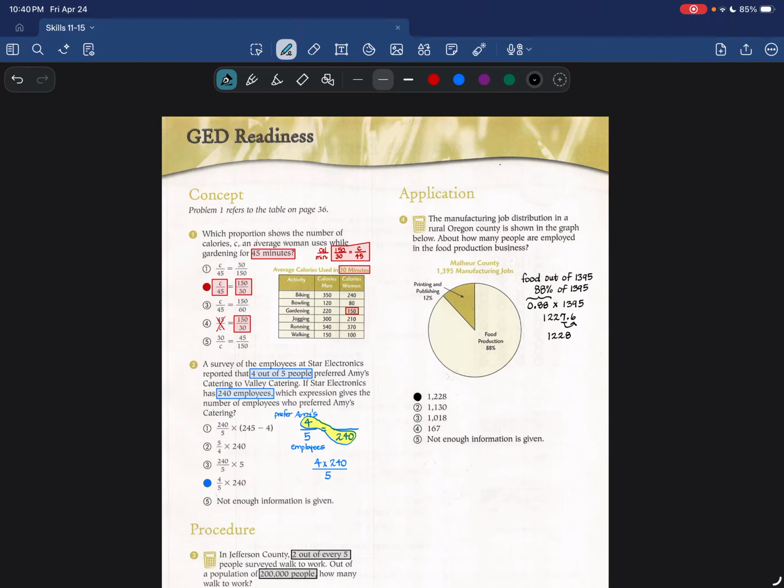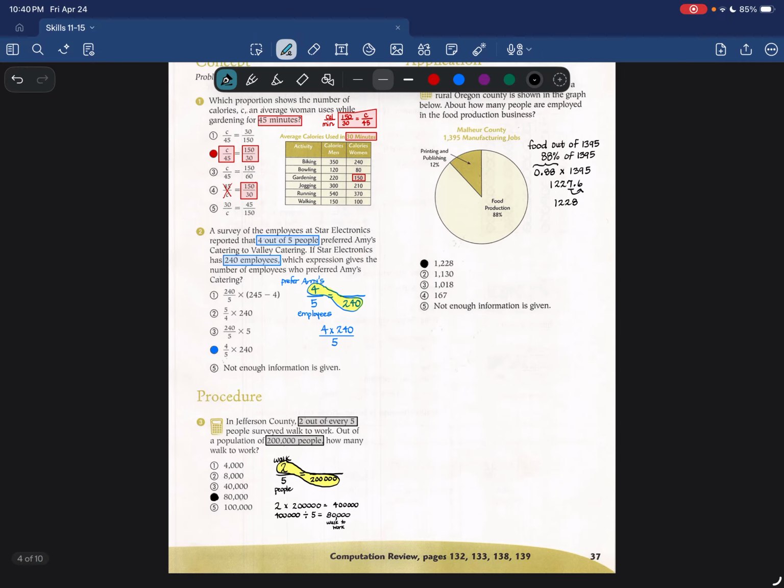And we have finished this page. I would encourage you to do the computation review on pages 133, 132, 138, and 139.